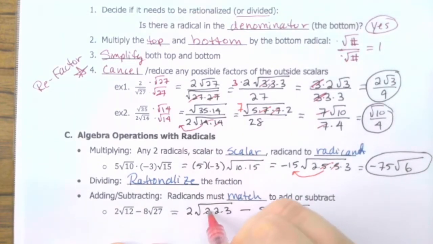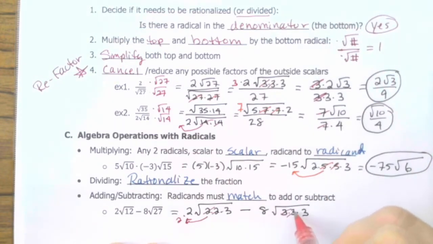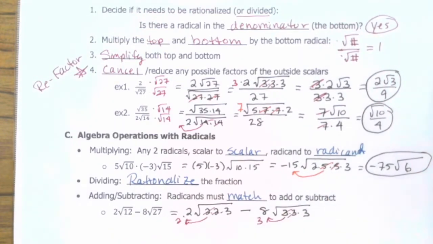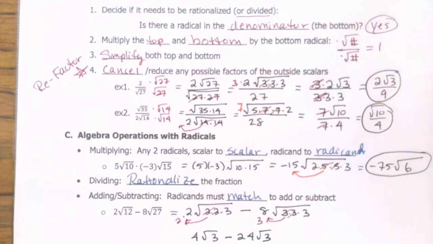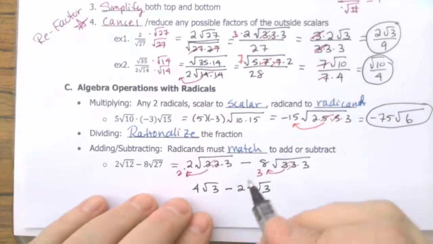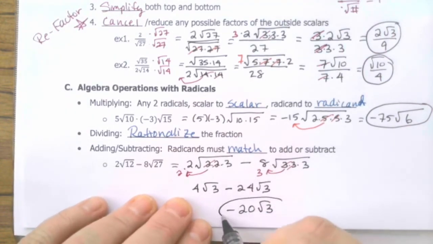So for the 12, 2 2s, 1 comes out to the front. For the 27, 2 3s, 1 comes out to the front. I now have 4 radical 3 minus 24 radical 3. And they actually do match. So now I can put them together. 4 minus 24 is negative 20 radical 3.